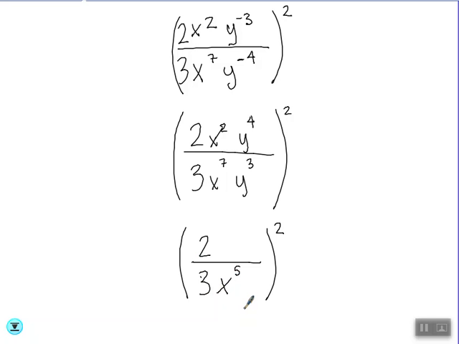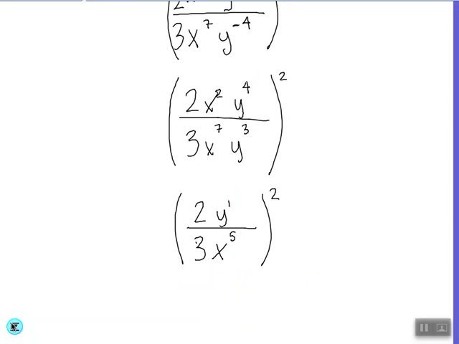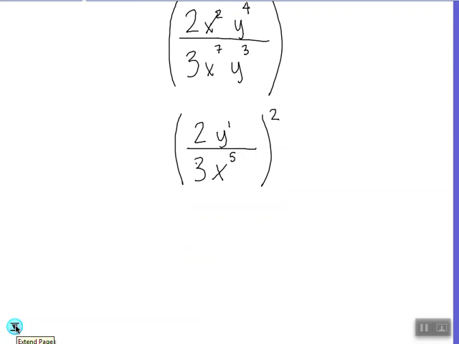Similarly, we need to look at the y's. Which has a bigger exponent, the numerator or denominator? The numerator. So I know my y's are going to be in the numerator. 4 minus 3 is 1. Since our exponent is 1, you don't have to write it, but you can if that helps you. Now that we've simplified the inside, I'm going to deal with this squared.